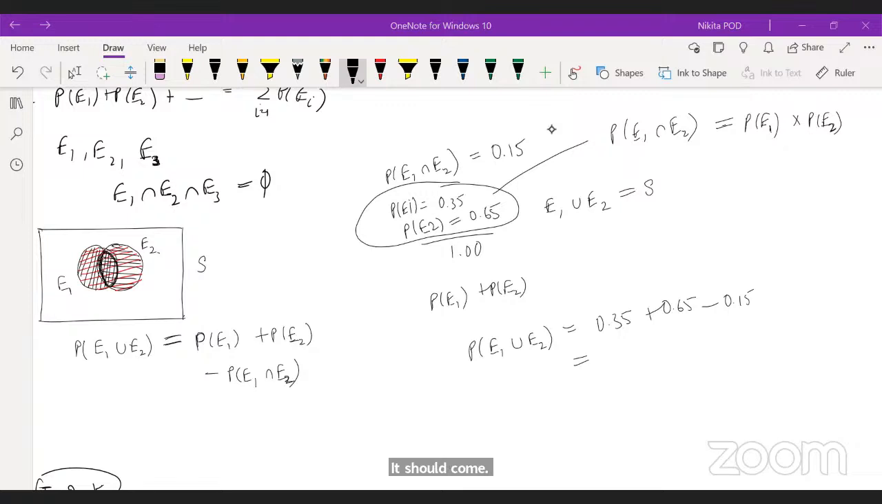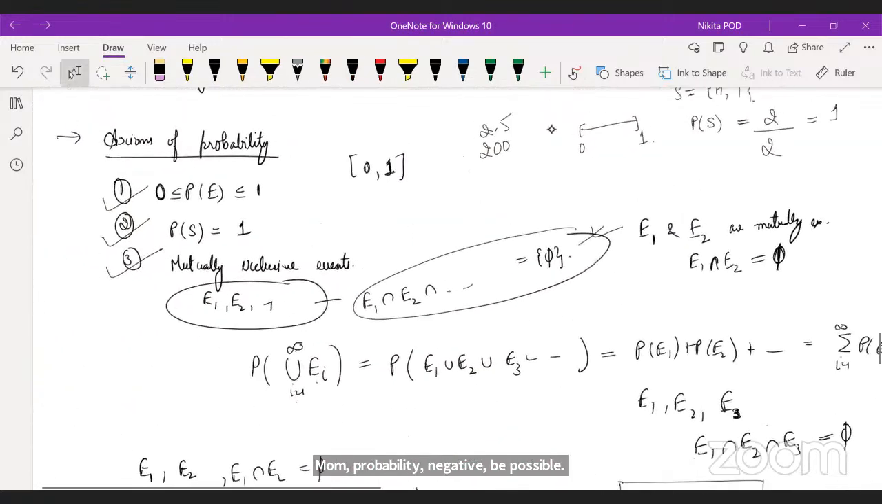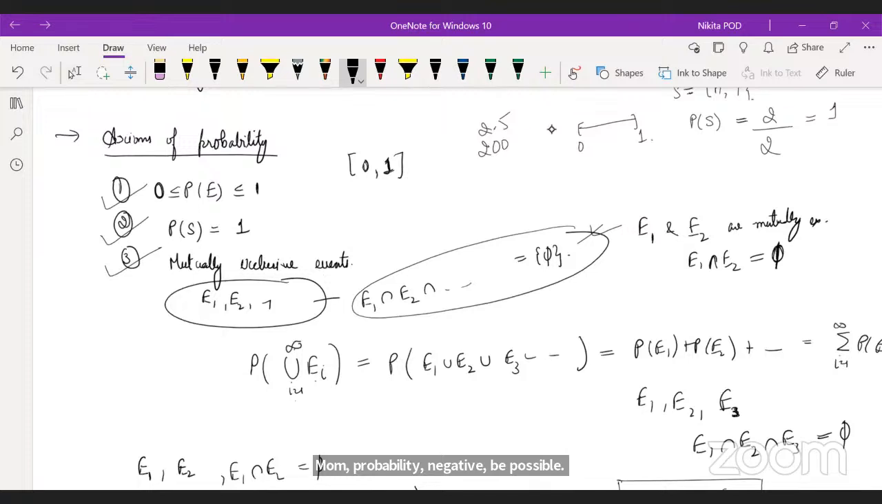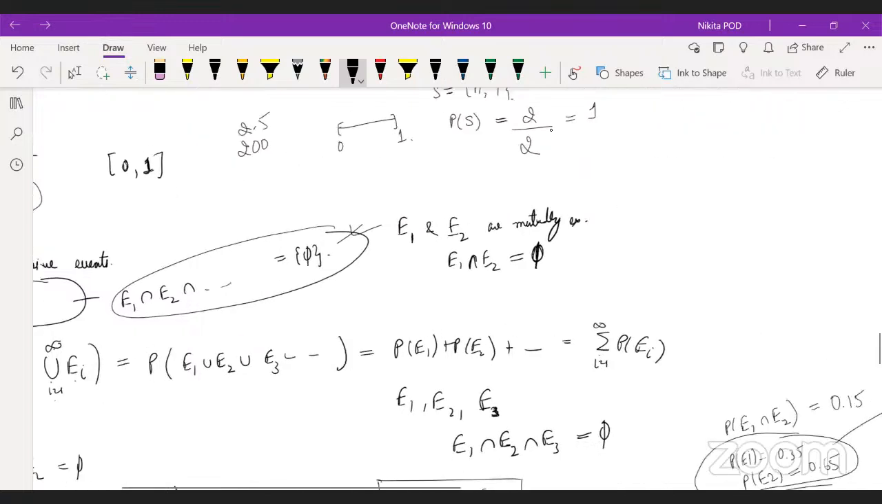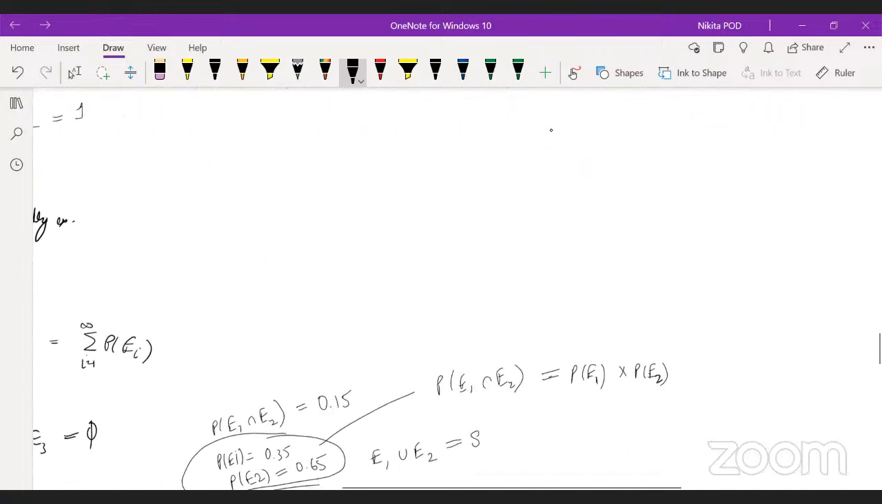Ma'am, can probability be negative? No. Look at the first axiom. What does it say? It always lies between 0 and 1. Okay, ma'am. In which example are you taking? In that case, probability is coming negative. Where is it coming negative?